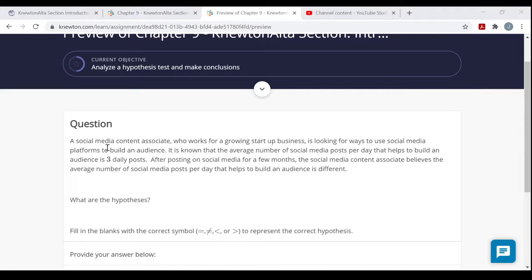So here, a social media content associate who works for a growing startup business is looking for ways to use social media platforms to build an audience. It is known that the average number of social media posts per day that helps to build an audience is 3 daily posts. So mu equals 3. After posting on social media for a few months, the social media content associate claims that the average number of social media posts per day that help to build an audience is different, not 3.